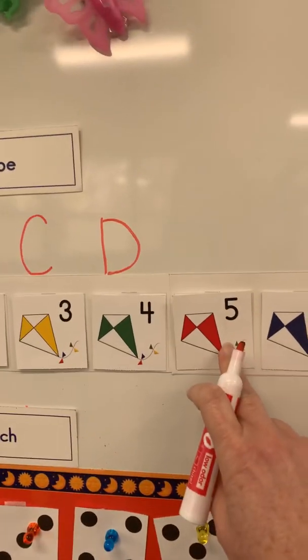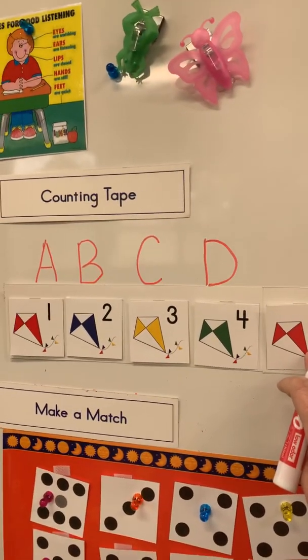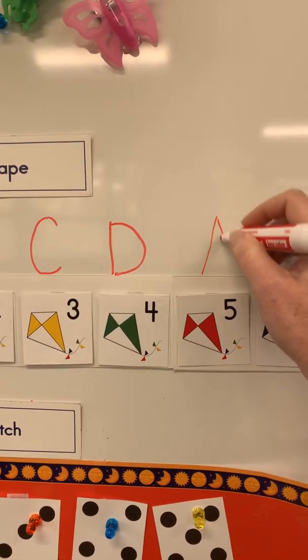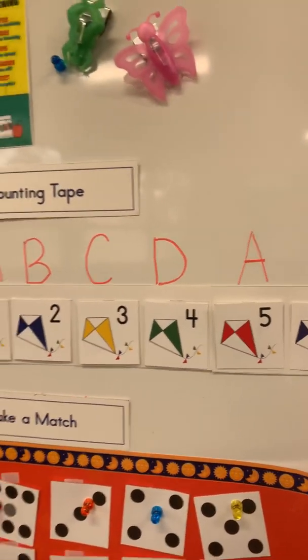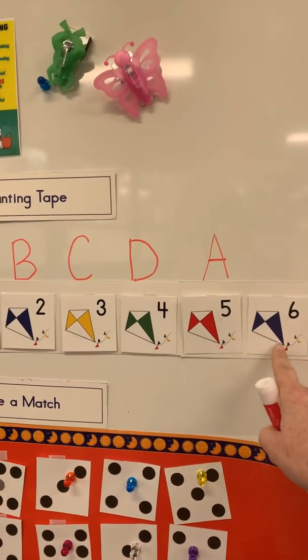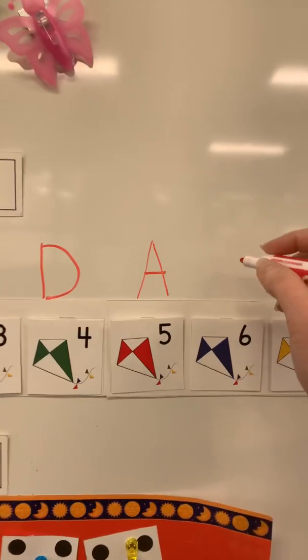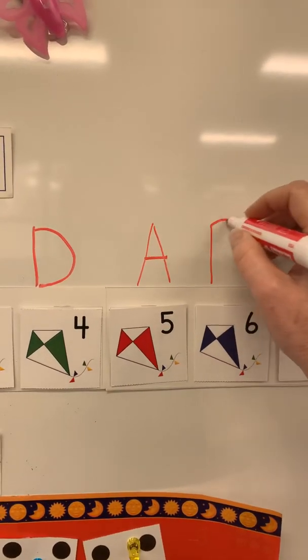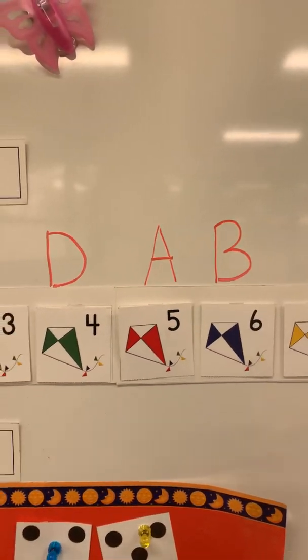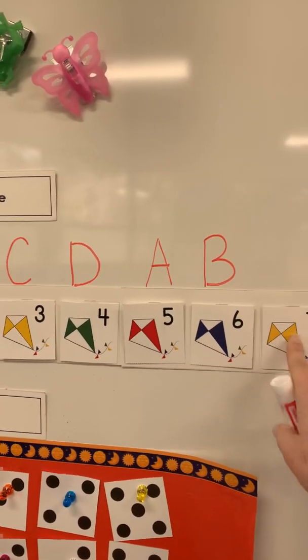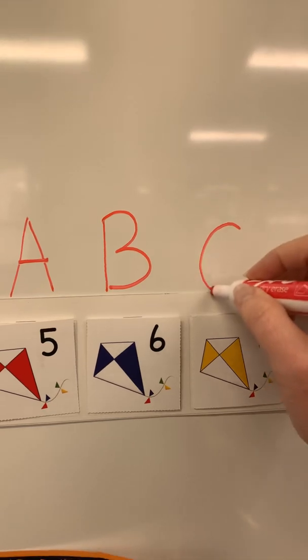So what letter am I going to put above the red? A, that's right. What about above the blue? If you said B, you are correct. And what about the yellow? That's right, the yellow had C over it.